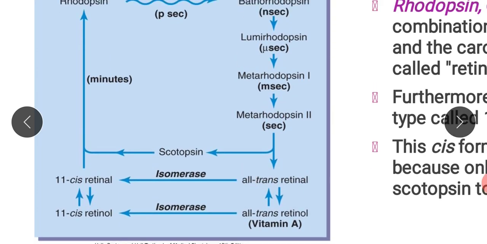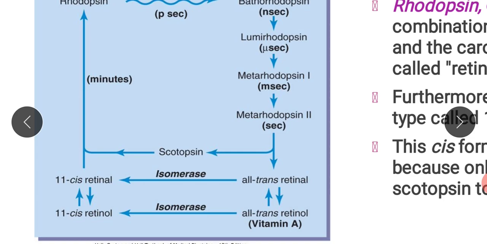scotopsin and all trans retinal. Because all trans retinal has a different physical form, it is not going to remain attached with the scotopsin, so that's why they are separated. Our final product is scotopsin plus all trans retinal. Now when the person remains in the light for a longer duration of time, this all trans retinal is converted into all trans retinol. This all trans retinol is actually vitamin A, and this vitamin A is stored in the cytoplasm of rods as well as in the cones and in the pigment epithelium.